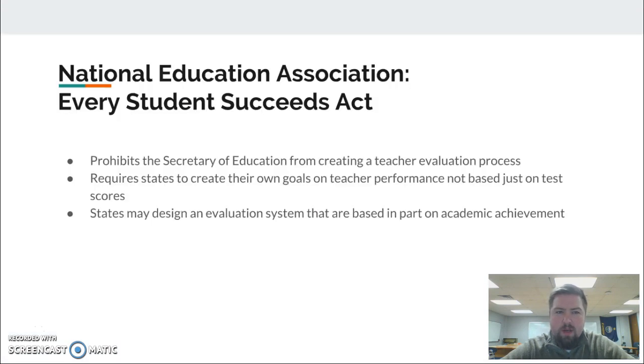The first article that we read was the National Education Association's on the Every Student Succeeds Act. What it said was that it prohibited the Secretary of Education from creating a teacher evaluation process. What it did was it required states to create their own goals on teacher performance, not based on just test scores. States may design an evaluation system that is based in part on academic achievement. So the evaluation process can be based partially on academic achievement, but the whole evaluation cannot be on academic achievement alone.